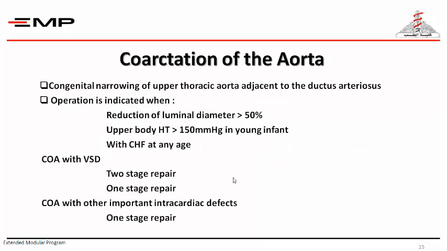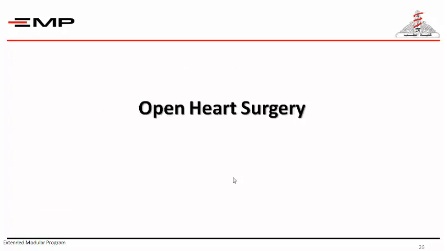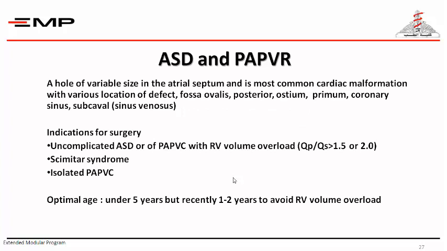Coarctation of the aorta, the last closed heart surgery, is a congenital narrowing of the upper thoracic aorta adjacent to the patent ductus arteriosus. It is indicated when the reduction of luminal diameter is more than 50% or with heart failure at any age. Coarctation with ventricular septal defect can be done as a two-stage repair, repairing the coarctation first and then the VSD later on, or as a one-stage repair. Coarctation with other important endocardial defects can usually be done in one-stage repair. In open heart surgery, we have three items.